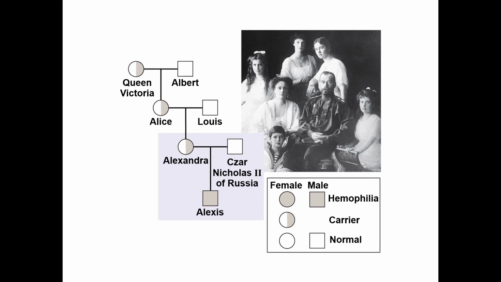Hemophilia is an X-linked trait that was relatively common in a lot of royal families. For example, Queen Victoria here was a carrier, and so were her daughter and her granddaughter. Her granddaughter Alexandra was the first to have a male son, and that was Alexei, and he had hemophilia.